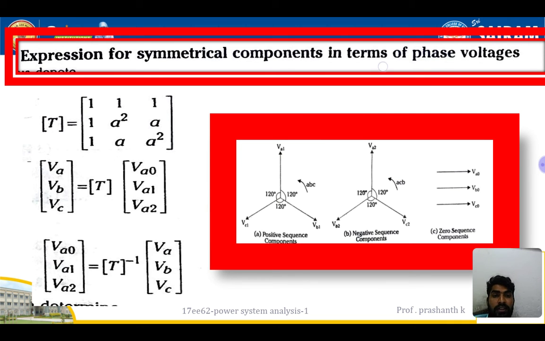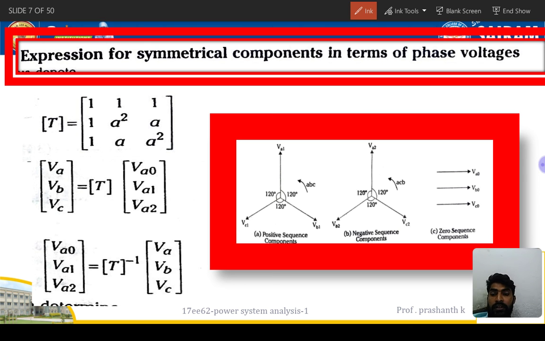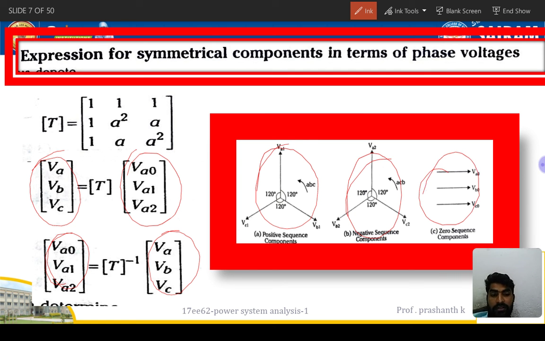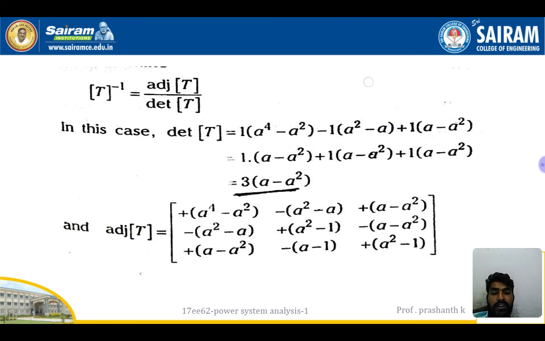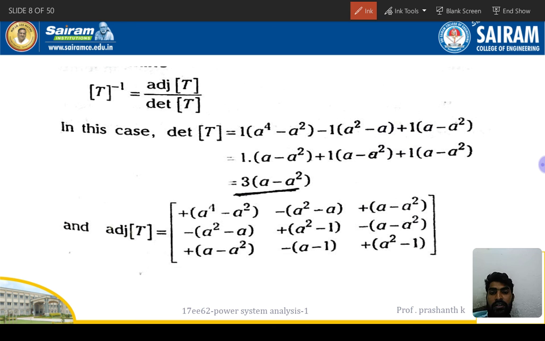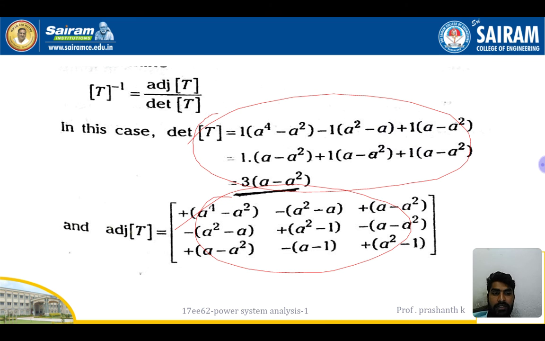Next we will discuss the expression for symmetrical components in terms of phase voltages. This is the symmetrical components, and these are the phase voltages. These are the positive sequence component, negative sequence component, and zero sequence component. We will get all the values from this one. If you want to calculate T inverse, it is the adjoint of T divided by the determinant of T, which everybody knows from the matrix formula. If you calculate the determinant, you will get this equation. This is mathematics, and the adjoint of T is also mathematics.